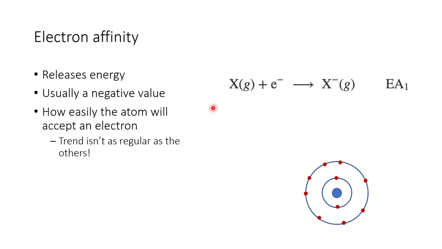So you have your atom, you add an electron, and you get a negative charge. So again, we're adding them one at a time. So this would be EA1, EA2 would be adding 2 electrons. So this depends on how easily the atom can accept it, and the trend is not as regular as it was for all of the others.